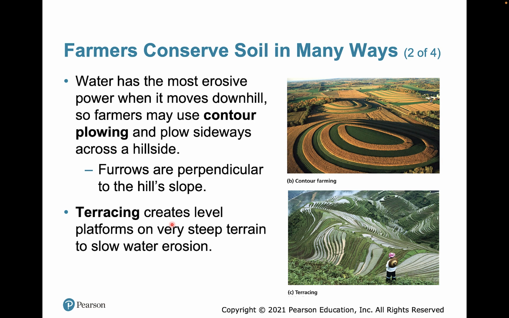Water is a really powerful erosive force, typically when it runs downhill. So instead of plowing your rows up and downhill, if you're plowing a hill, you do something called contour plowing. You plow sideways across the hillside, versus furrows that run right down the hillside. In places like China, with rice fields, you can build terraces, right? It's like steps on the sides of a mountain. I think that looks so cool.